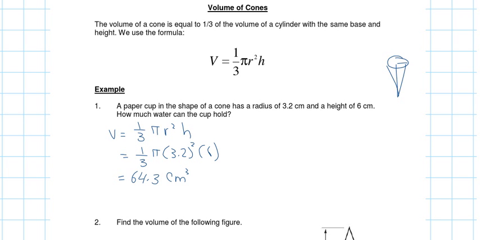Can I write this in another unit? Because if I tell you that this cone can hold 64.3 centimeter cube, can you visualize this? Do you know what that means? No. But if I tell you this holds, let's say, 500 ml, you can visualize because you know that a water bottle holds 500 ml. So you almost know how much that is, right?